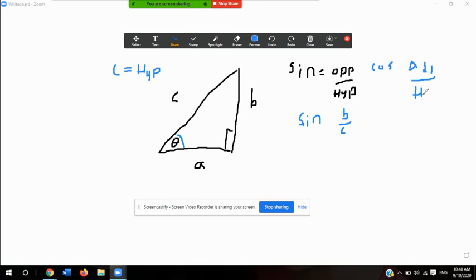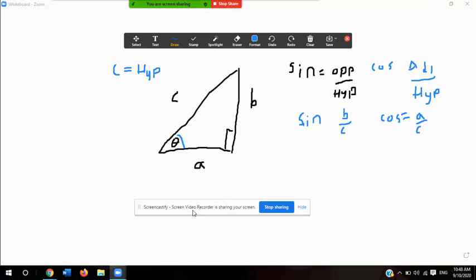If I look at my triangle, which side is closer to Z? Is it B or is it A? It's A. So A would be our adjacent, and of course C is our hypotenuse. So the ratio for cosine, which is abbreviated as COS, would be adjacent, which is A, over C, which is the hypotenuse.